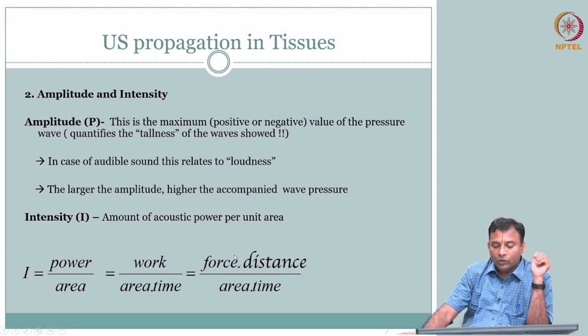Now if you conveniently look at it, we have certain terms of interest. Force per area and distance by time. What is force per area? That is your pressure. What is your distance by time? That is your velocity. So I can essentially get my intensity is nothing but pressure into velocity.